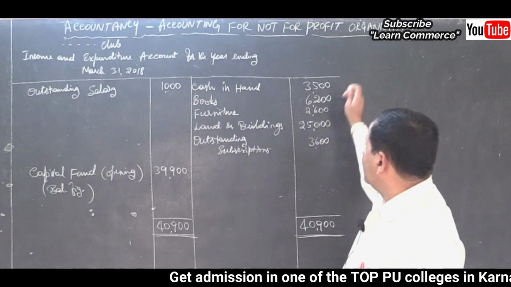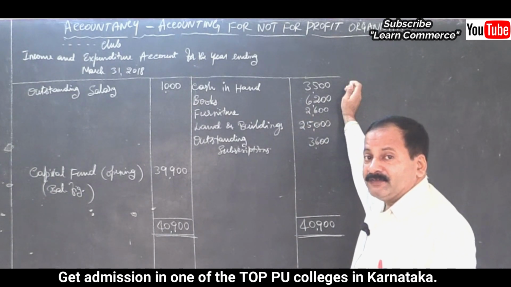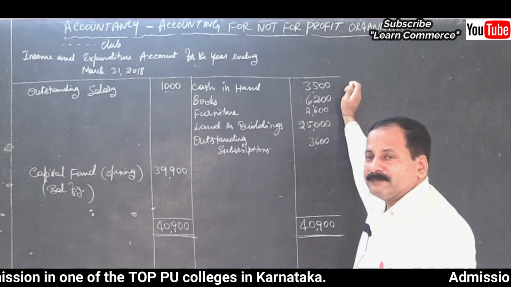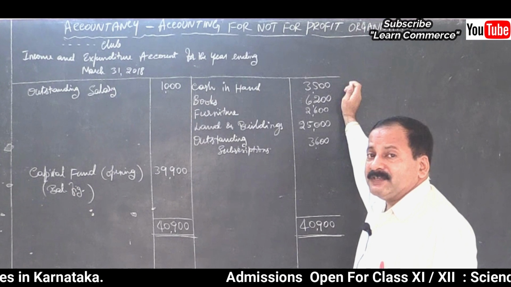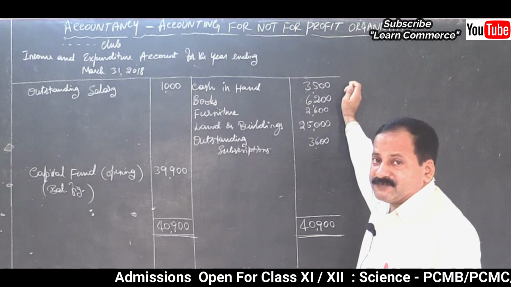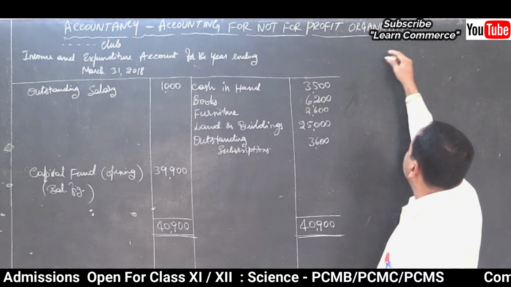Now we have to prepare the income and expenditure account. The second step, we have to prepare the income and expenditure account and find out whether there is surplus or deficit. So let us move on to prepare the income and expenditure account.